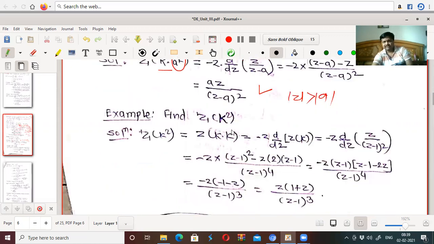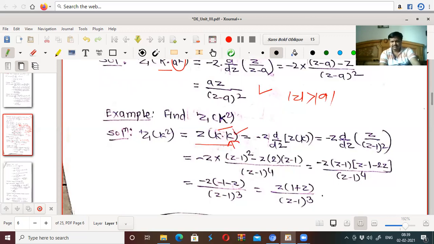Find the z transform of k square. The z transform of k square equals z of k into k. We know the z transform of k, and we want to multiply by k. So it is minus z into the derivative of the z transform of k.